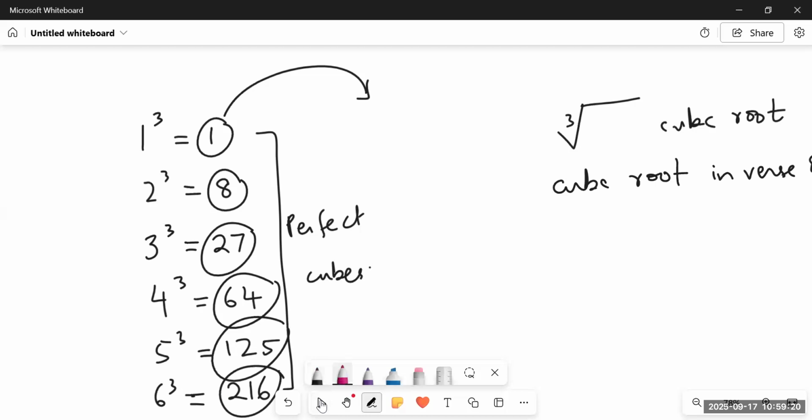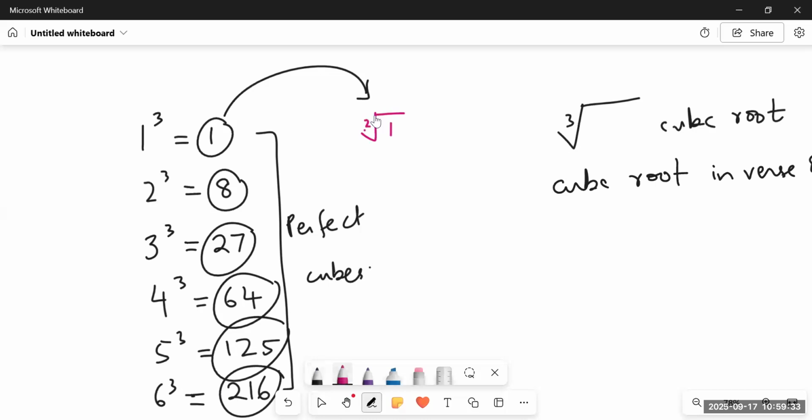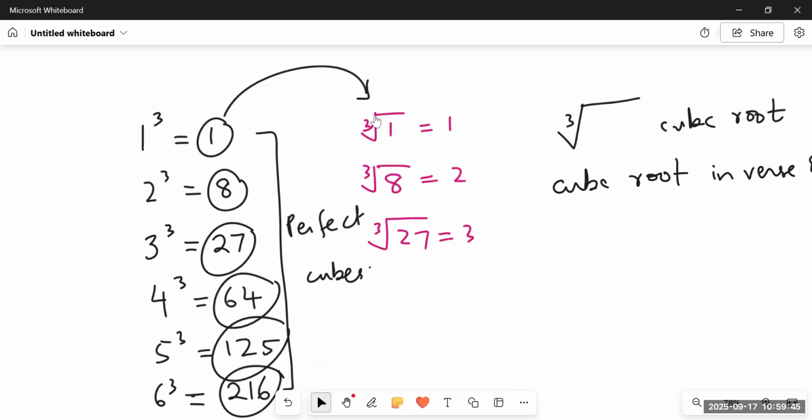So if we need to find the cube root of 1, it would be 1. The cube root of 8 would be 2. Let me write it over here. The cube root of 1 is 1. The cube root of 8 is 2. The cube root of 27 is 3. And how do we find out if a number is a perfect cube or not?